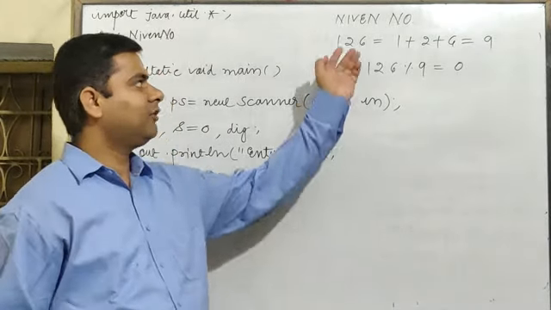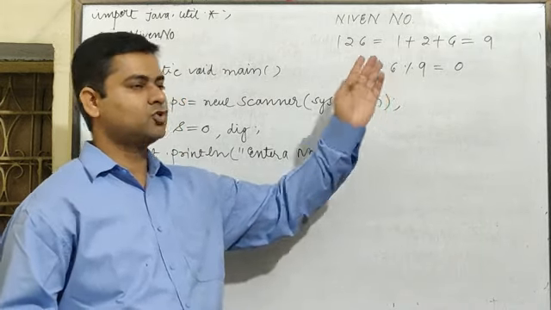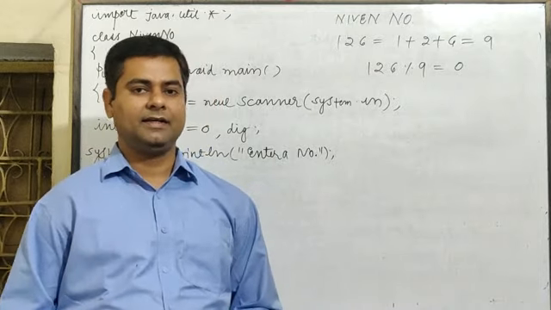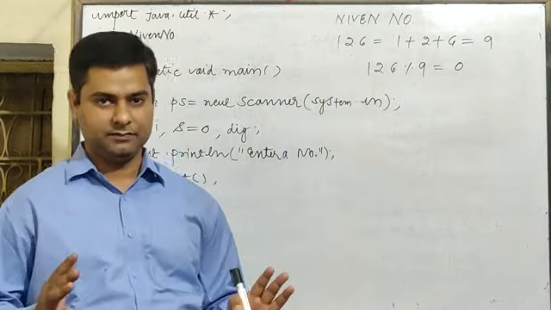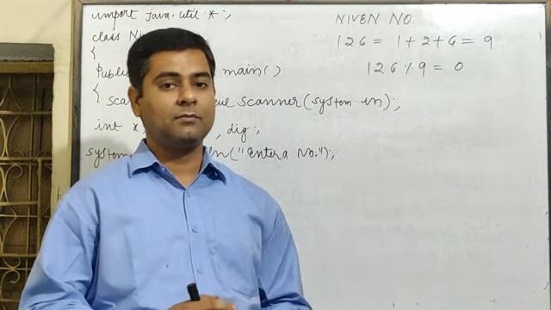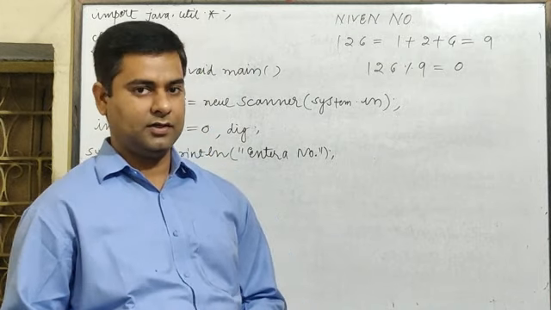For example, 126 is there. Sum of digits of 126 will be 1 plus 2 plus 6, 9. And 126 is divisible by 9. That's why this number is known as a Nevin number. Now, we will write down the program to check a number to be a Nevin number or not. The program is: write a program to input a number and check whether it is a Nevin number or not.